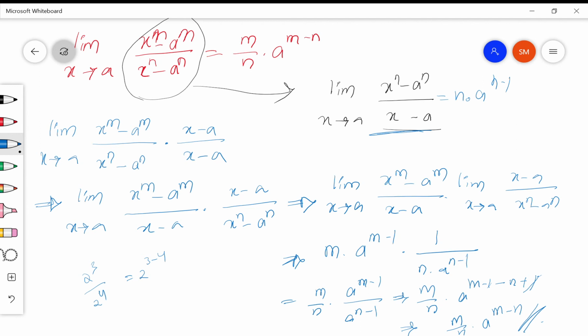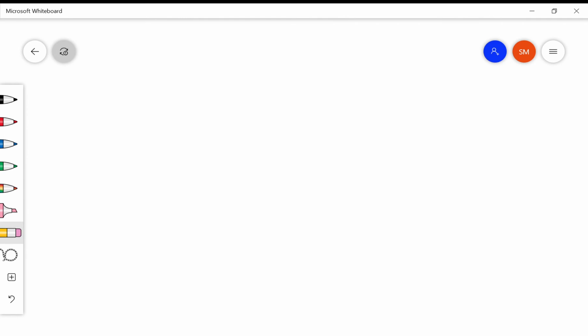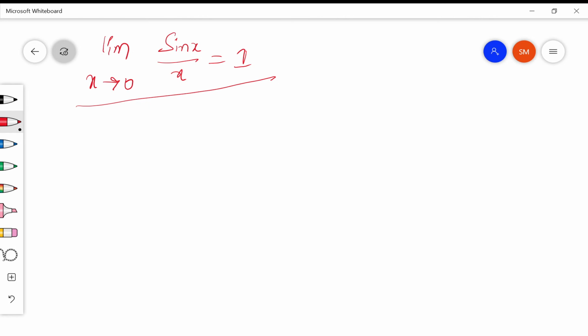If you have any doubts, mail me. After this we'll discuss another standard result, which is sin x by x. Here limit x tends to 0, sin x by x is equal to 1. How will we prove this? You know sin x has a series, called the sine series. You should know all these series.